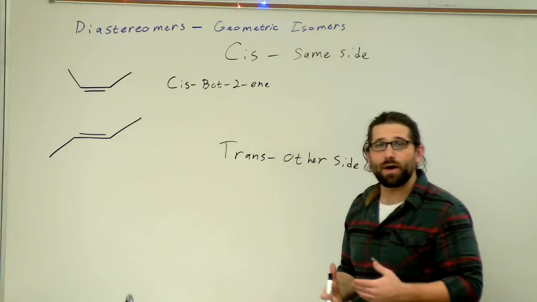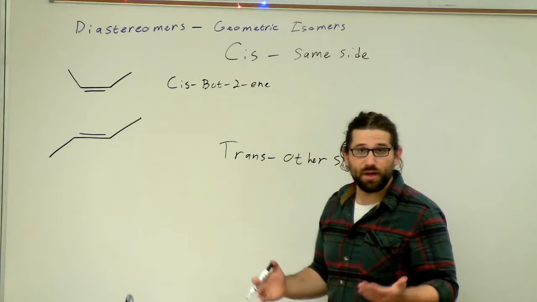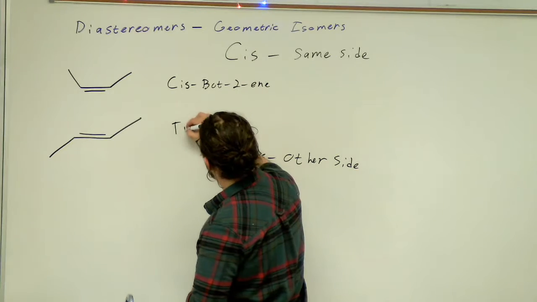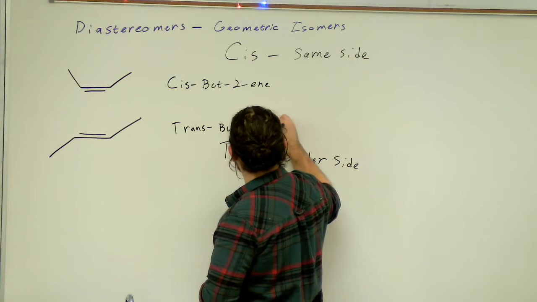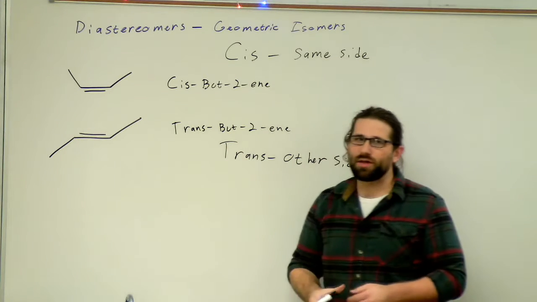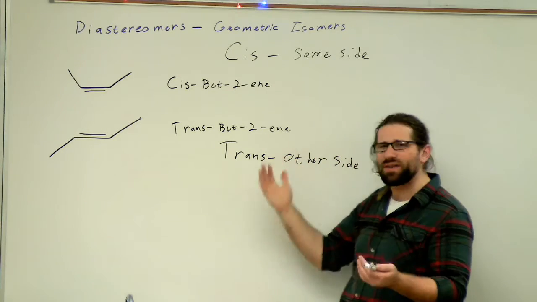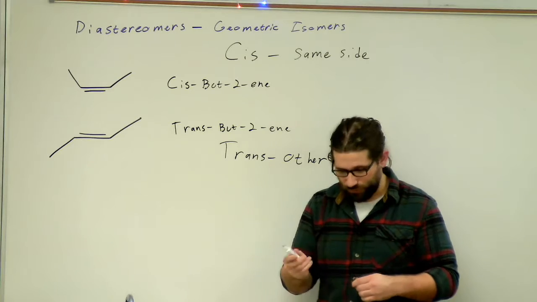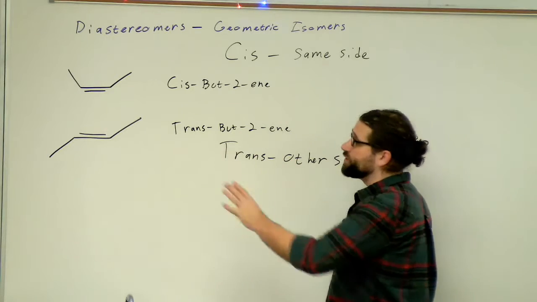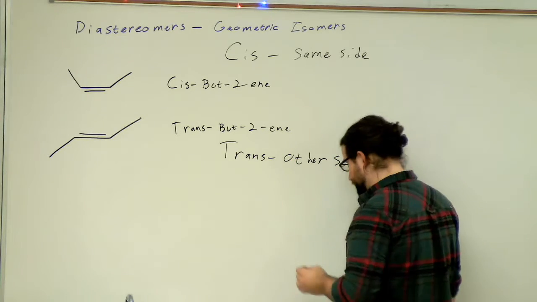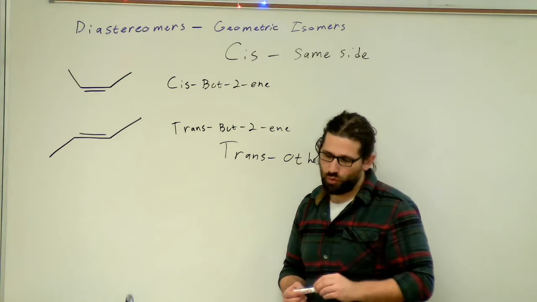Here, I can see that my two methyl groups are on the other side of that double bond. And so it becomes trans-but-2-ene. Now this seems kind of finicky. Why is this so specific? Why does it matter? Well, it does actually make a difference. One of the main differences that is common across all cis and trans diastereomers is a difference in melting and boiling point.